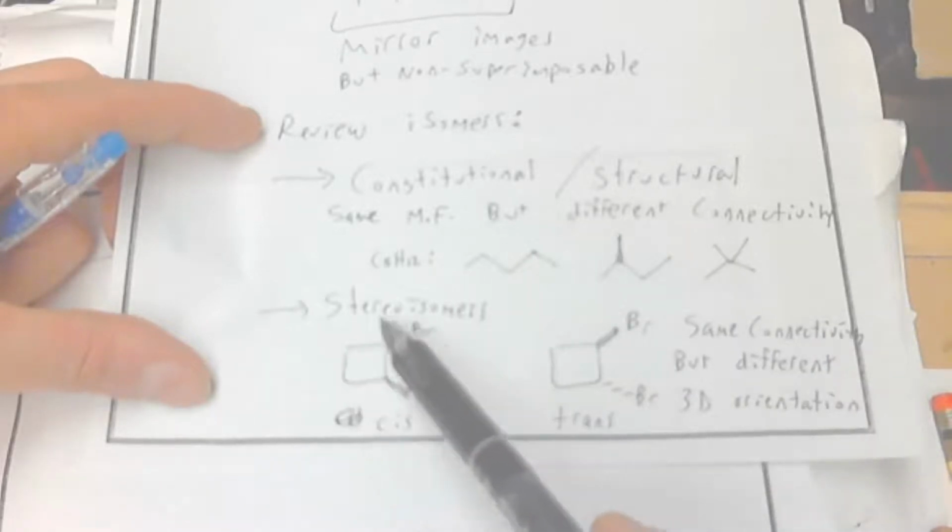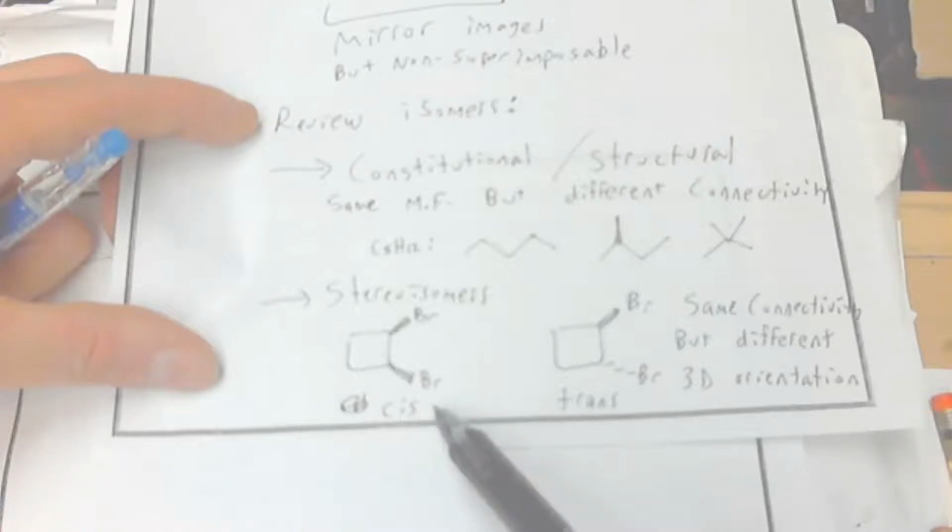And then we talked about stereoisomers, and these are an example of stereoisomers. We have the cis one and the trans one, which are the same connectivity but different 3D orientation. And somebody also asked, does the symmetry matter when determining cis or trans? Or does it matter if the triangle and dashes are different to determine whether they are cis or trans?